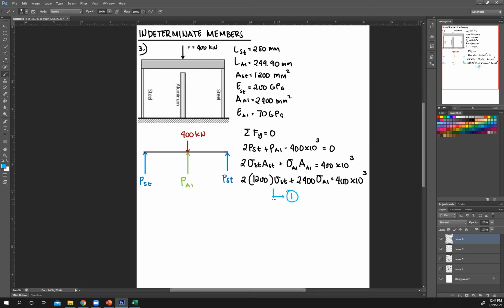Two unknowns, only one equation. So again, I need to create an equation out of the deformation.